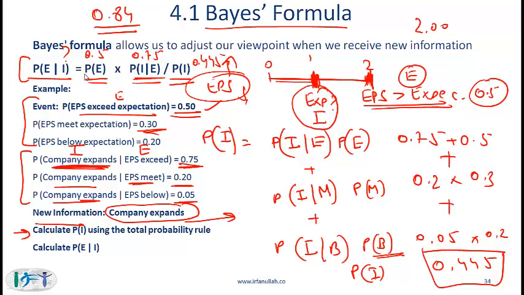0.84. So the interpretation is that the probability of the event being earnings per share exceeding expectation, given the new information that the company expands, is 0.84. And this makes sense. Our original probability was 0.5. This has gone up to 0.84, which makes sense because when you have this new information that the company expands, then obviously there is a greater chance that EPS will exceed expectations.